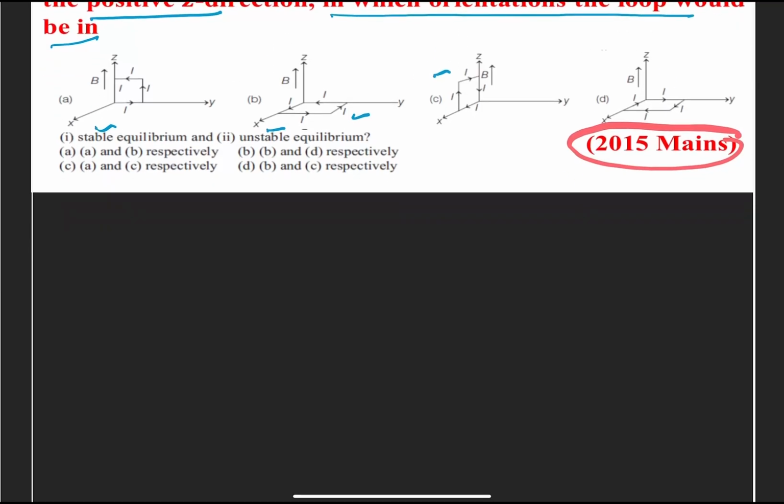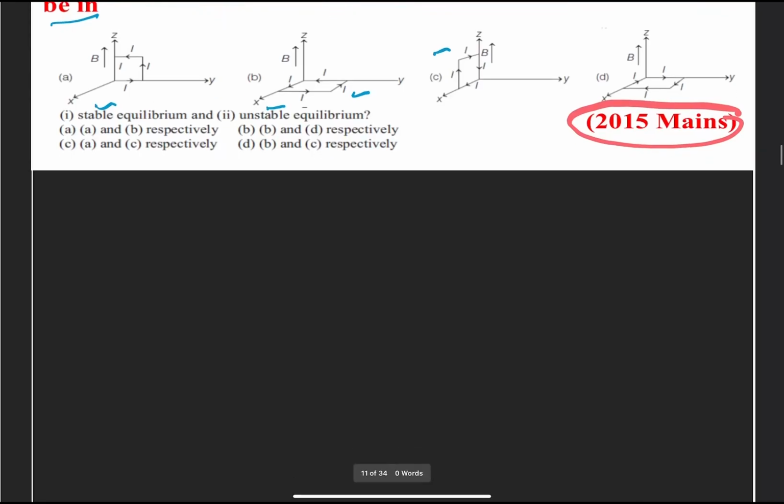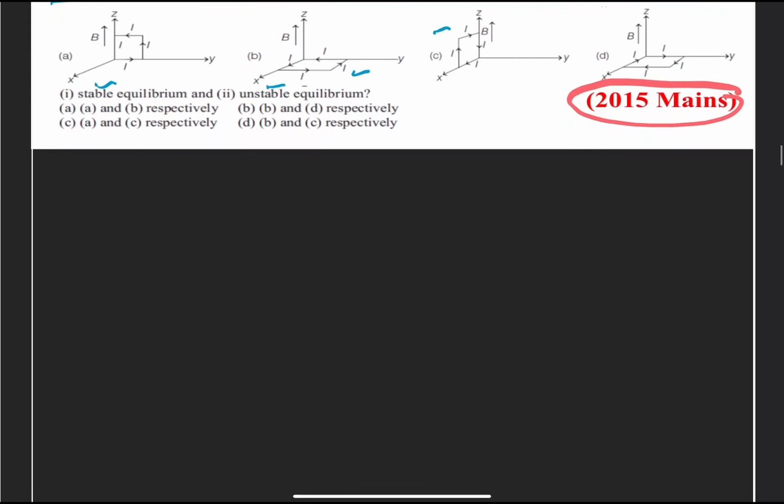And for equilibrium, we are going to find out the potential energy, and based on the potential energy we can make a conclusion whether it will be stable equilibrium or unstable equilibrium, depending upon whether the energy is minimum or maximum. So we start with the magnetic moment.